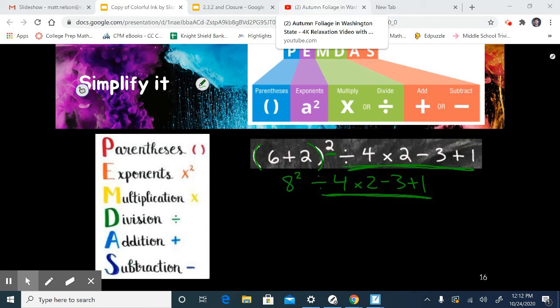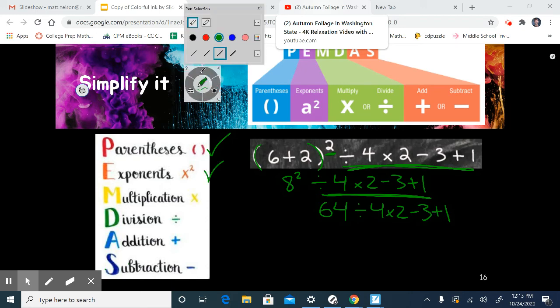So next I need to do my exponents. Well, here I see 8 squared. So let's see, 8 times 8, that equals 64, right? Because exponents tell me I'm multiplying it by itself. And then we still just rewrite everything as it is. Going to be a lot of rewriting, all right? And then we have multiplication or division, whichever one comes first from left to right.